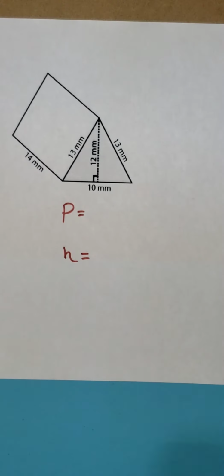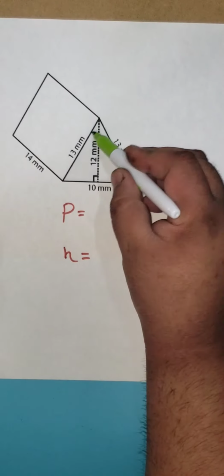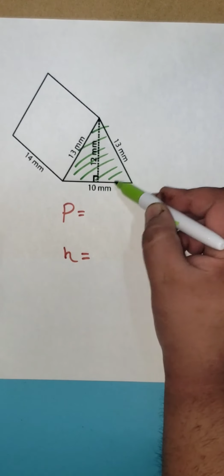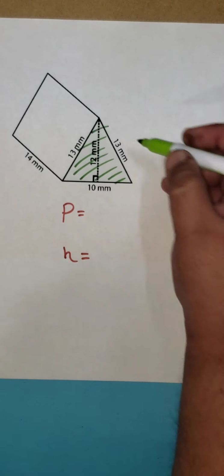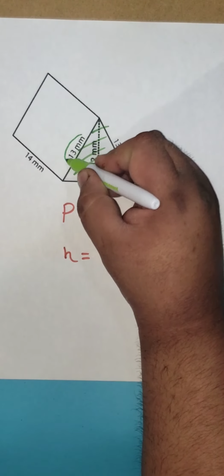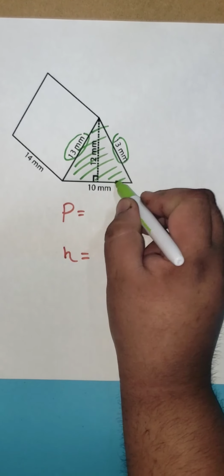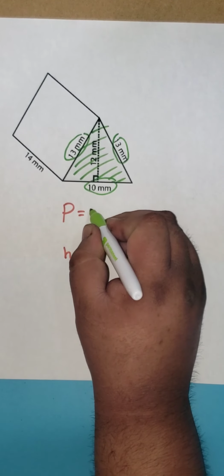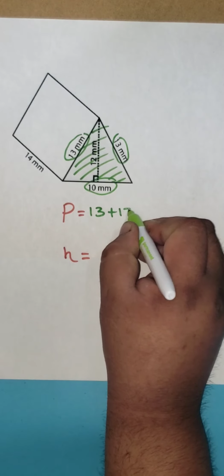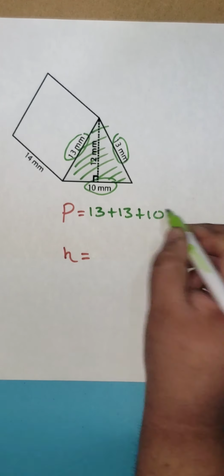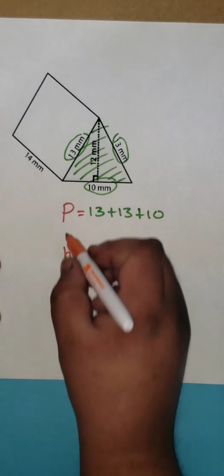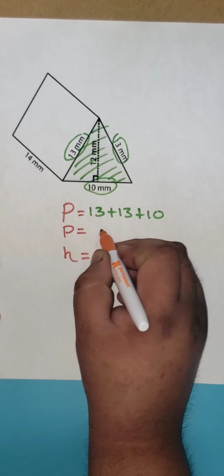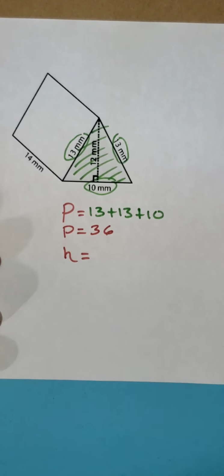Okay, now remember, guys, P is the perimeter of the base, okay? So my base is this triangle right here, and it's the same thing as a rectangular prism, guys, but it's a little bit easier because instead of adding 4 numbers, we only have 3. So we're going to add 13 plus 13 plus 10. So let's do that. 13 plus 13 plus 10. There we go, guys. So when you put that in the calculator, you're going to end up with P equals 36. Okay?